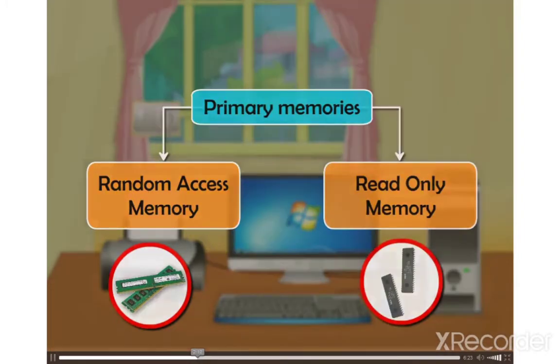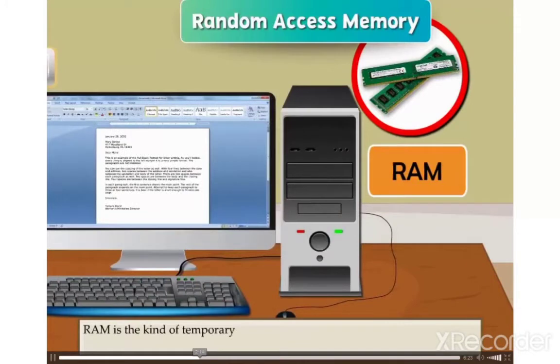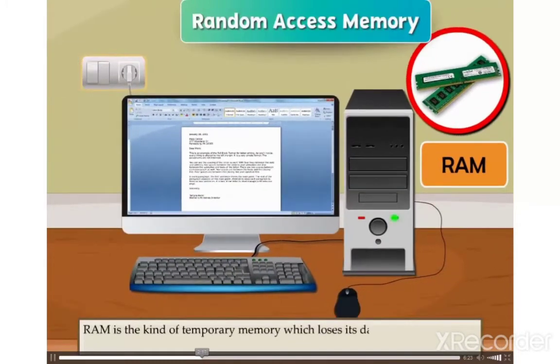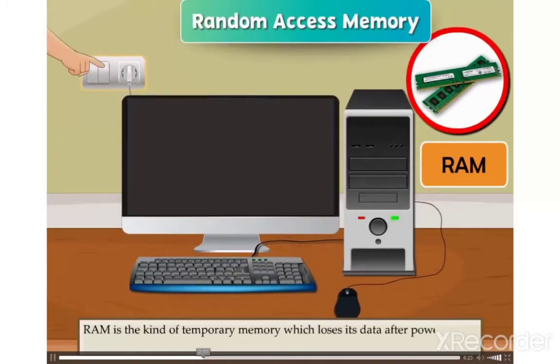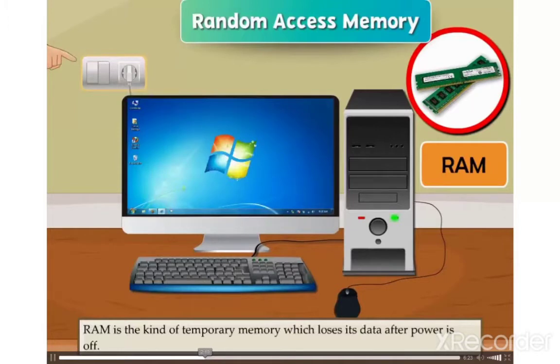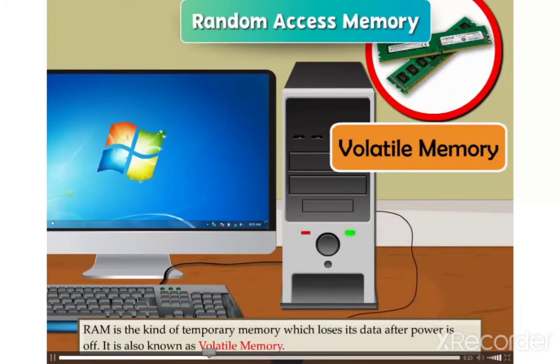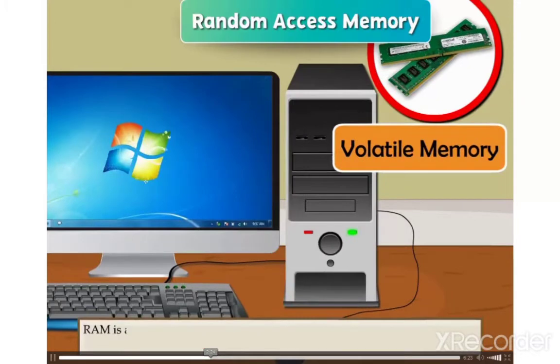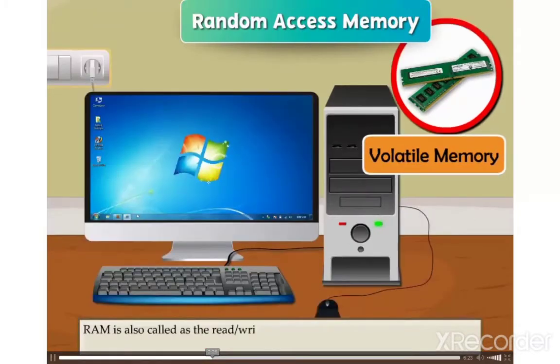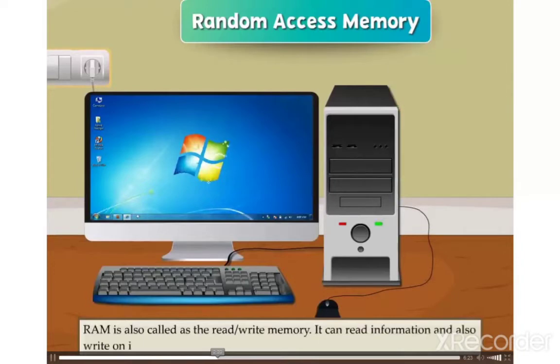RAM is the kind of temporary memory which loses its data after power is off. It is also known as volatile memory. RAM is also called the read-write memory. It can read information and also write on it.